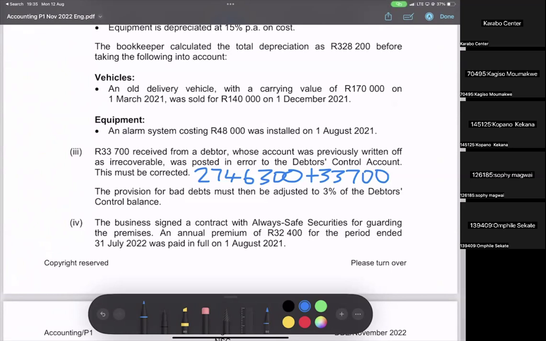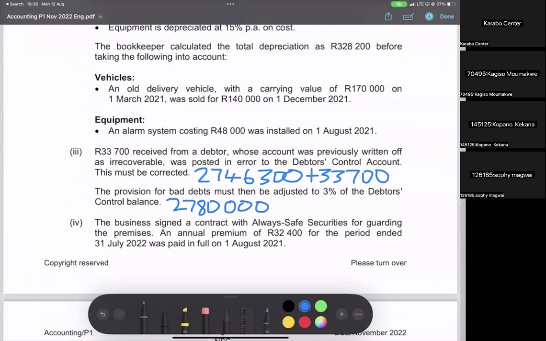Why do we have to do that? It's because we subtracted 33,700 from our debtors control account, which was a mistake, because this person is no longer in the debtors control books. That person was written off. So you will add 2,746,300 plus 33,700, which will give you 2,780,000. Once you get the 2,780,000, that's your correct debtors control account.